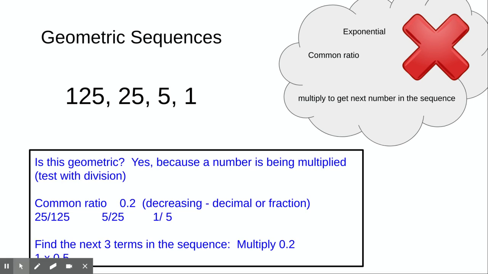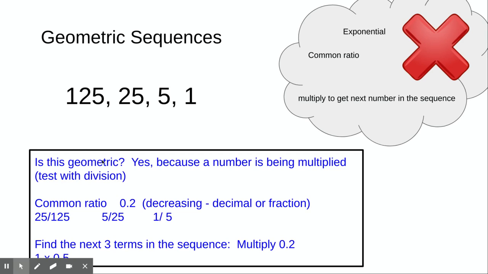This is different than geometric sequences. Geometric sequences have a common ratio. So that means a number is being multiplied each time to get to the next number in the sequence. And when we graph them, it produces that boomerang effect, that exponential graph, and they can be increasing or decreasing. So if I take a look at this sequence, 125, 25, 5, 1, I can tell it's definitely going down. So that means I'm going to be multiplying by a fraction or a decimal, whichever one you prefer to use. Whenever a geometric sequence goes down, it's going to be a fraction or a decimal.